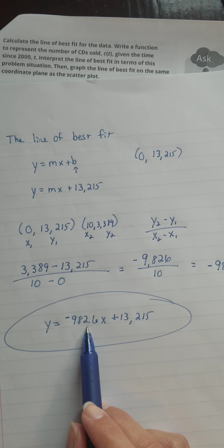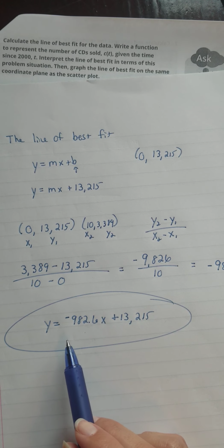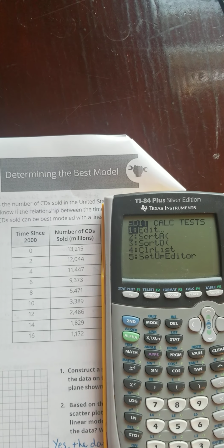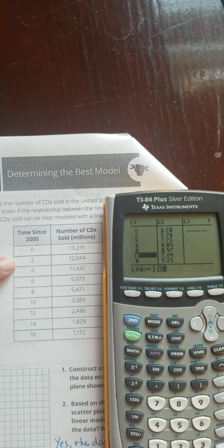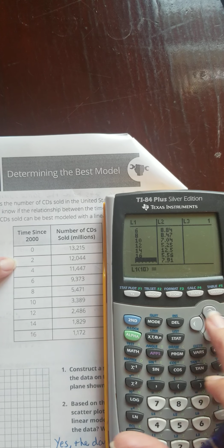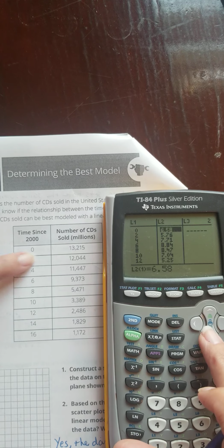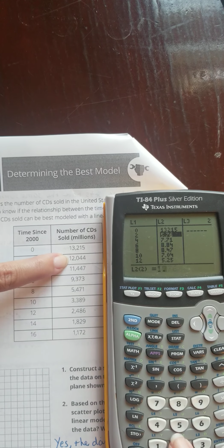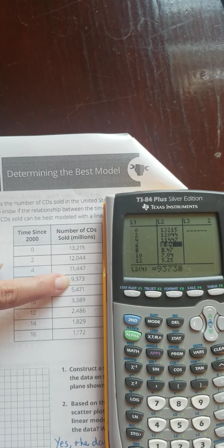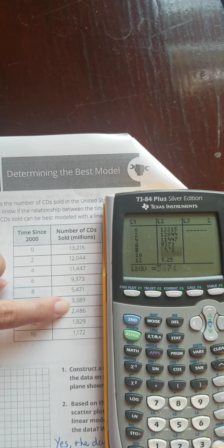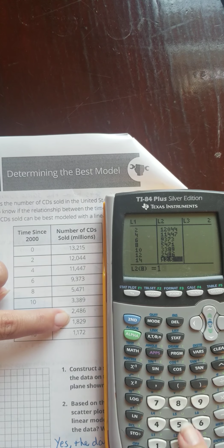Now we're going to compute and interpret the correlation coefficient. So here we're going to plug it into our calculator. Edit. 0, enter, 2, enter, 4, enter, 6, enter, 8, 10, 12, 14, 16. Then the y values: 13,215, 12,044, 11,447, 9,373, 5,471, 3,389, 2,486, 1,800.